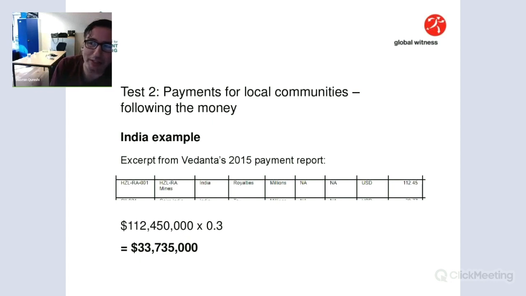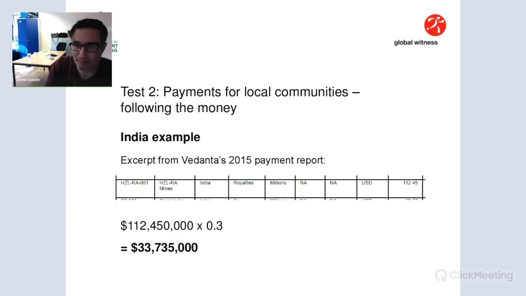And it's just such a simple calculation to work out how much communities are owed. It's just the basic, the 112 million times the percentage, and that gives us almost $34 million that should have been paid by the company to the local district authority and should be used to benefit the local communities. But I think there are questions here. Did Vedanta make that payment? Can the local authority account for this payment? What was it spent on? Did it benefit local communities?